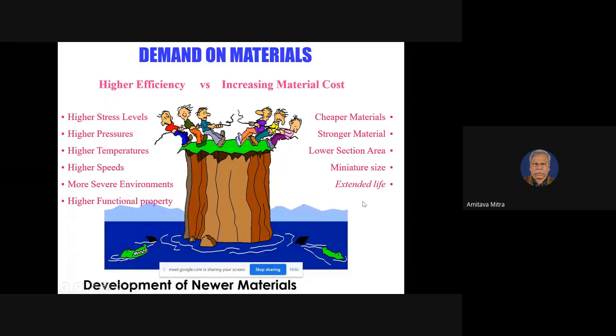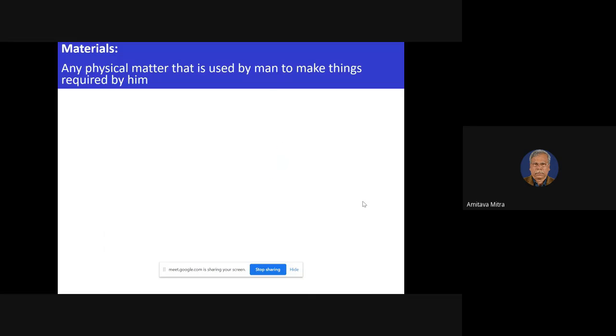This too is the motivating factor for the scientists and engineers for development of newer materials and processes. And if you think of the materials, they can be divided into different categories, that is the metals and alloys.